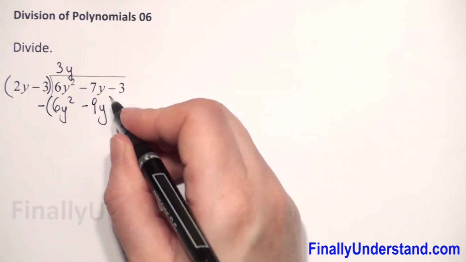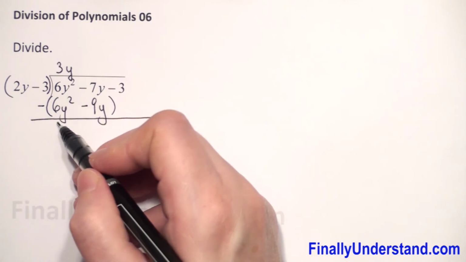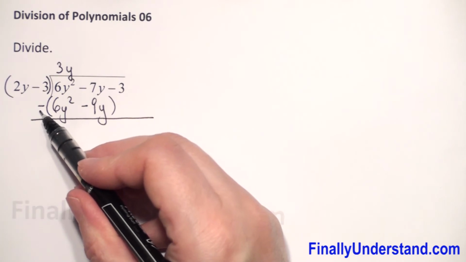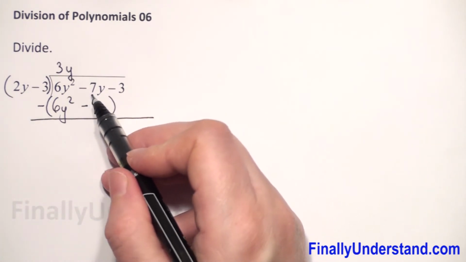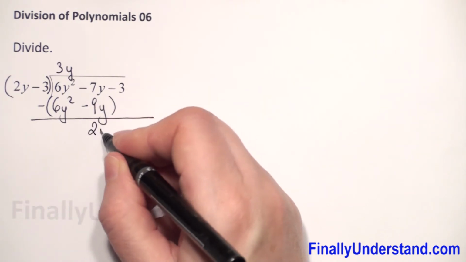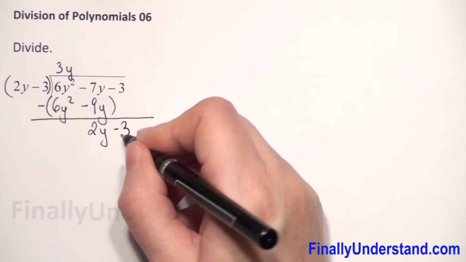Now we have to do subtraction. 6y squared minus 6y squared is 0, we don't have to write it. And next we have a negative sign before the parentheses, so negative and negative give us positive 9y. Negative 7y plus 9y is 2y. And we have to drop down negative 3.